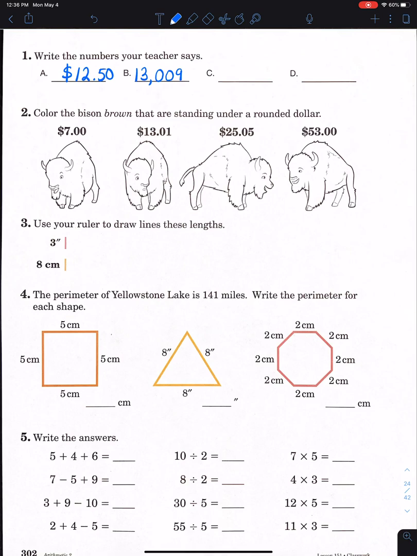C, 22,600. Well, that will be 22, comma, 600. 22,600. And finally, D is 5.5.